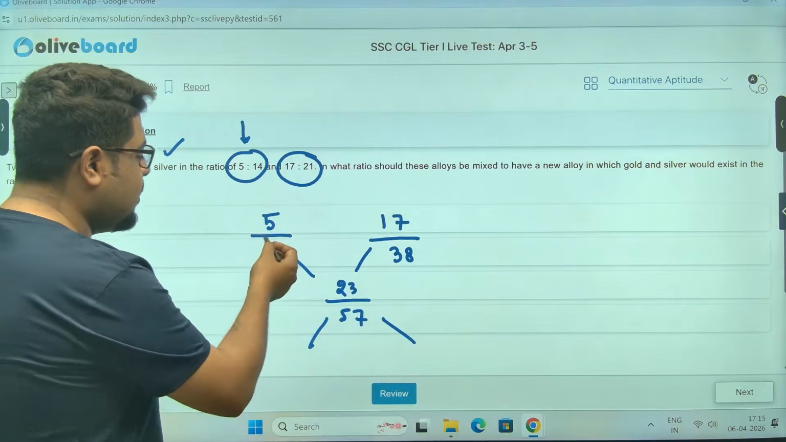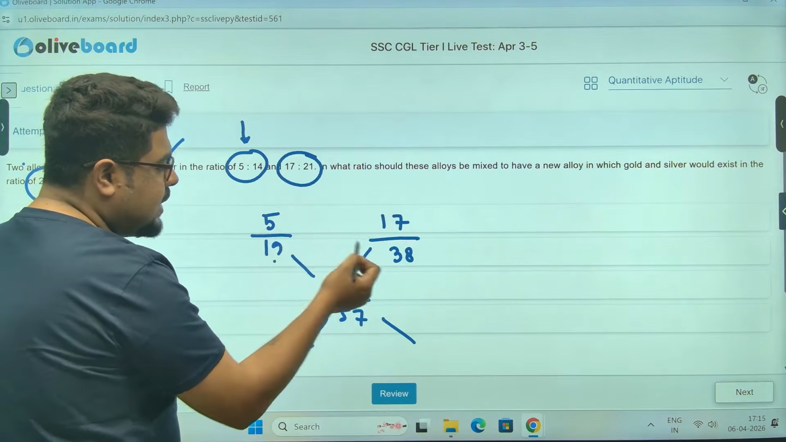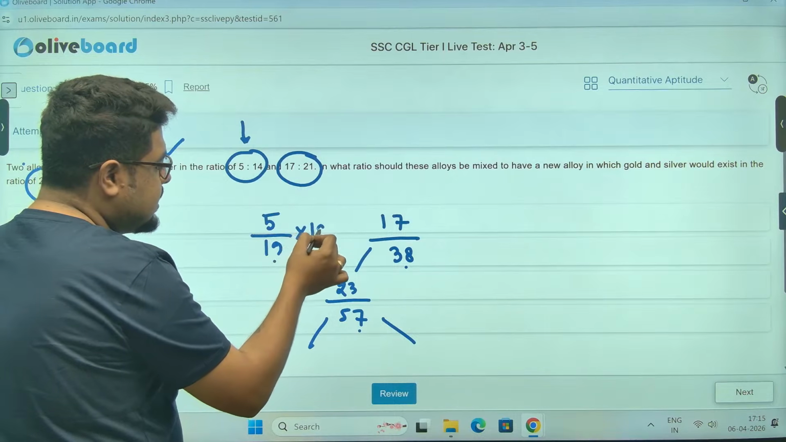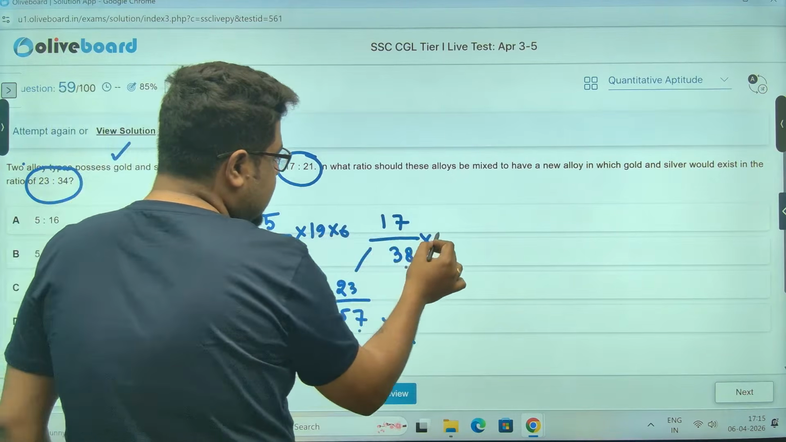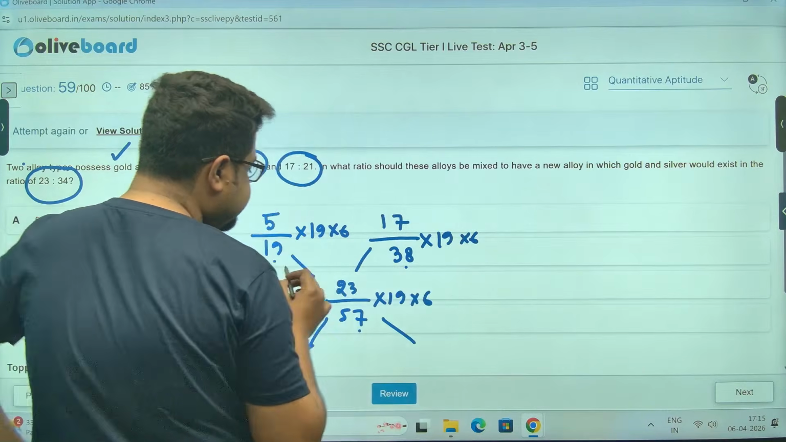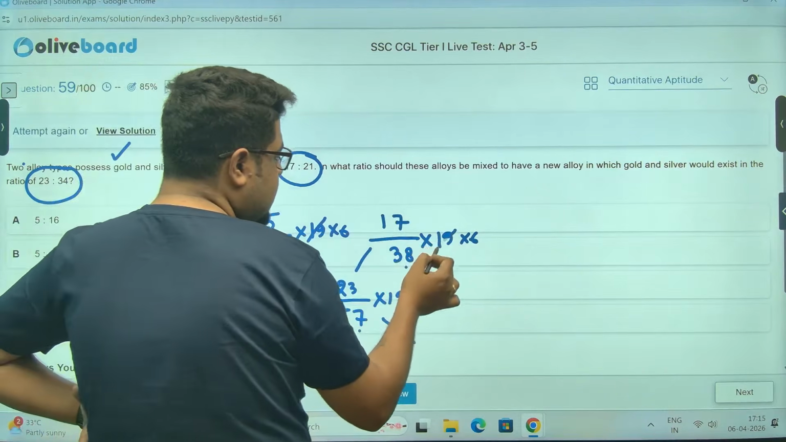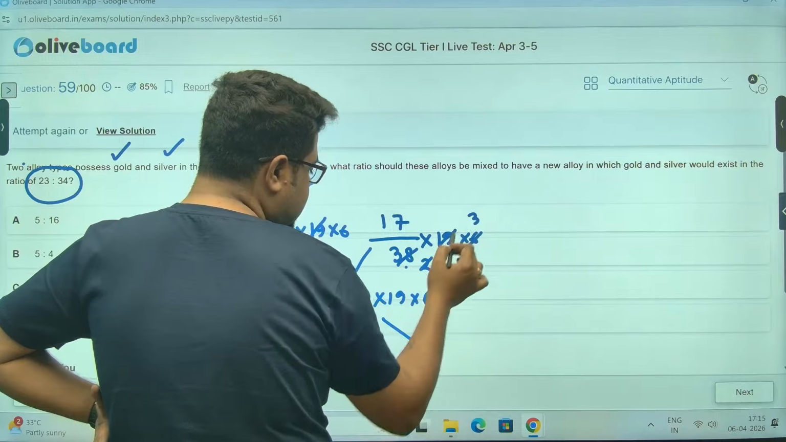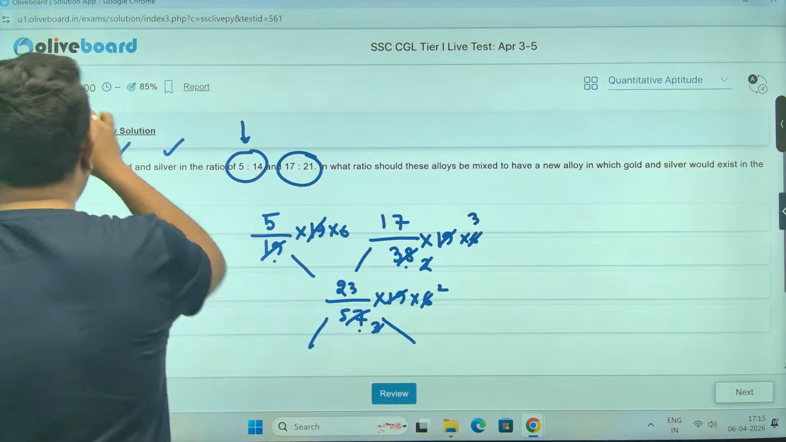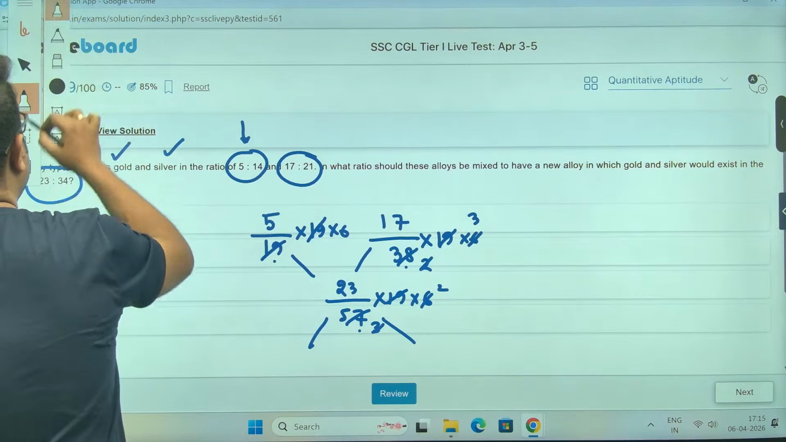you can multiply. These are 19 ones, 19 twos, 19 threes. So you can multiply by 19 into 6, if you're not really comfortable. So 19, 19 gone. This is 2 gone. This is 3 gone. This is 3 gone. This is 2 gone. So this will become this whole question.